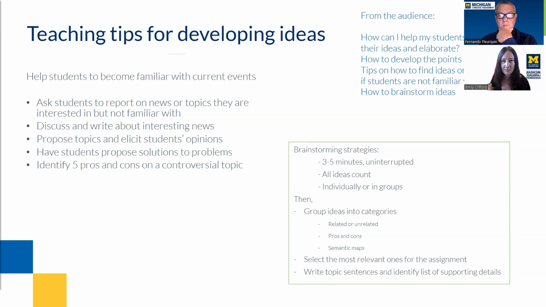It should be 3 to 5 minutes of an activity, uninterrupted time. All ideas count. Write down everything that you're thinking, and just get as much down as you can in those 3 to 5 minutes, either individually or in groups. And then take a moment to look at what's been written and group those ideas into categories, related or unrelated. It could be pros and cons or semantic maps.